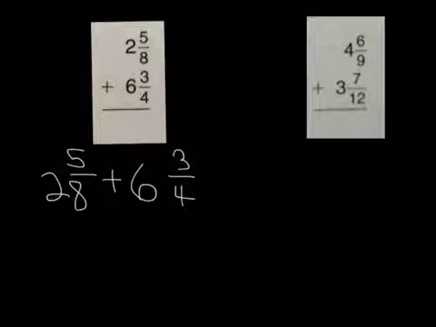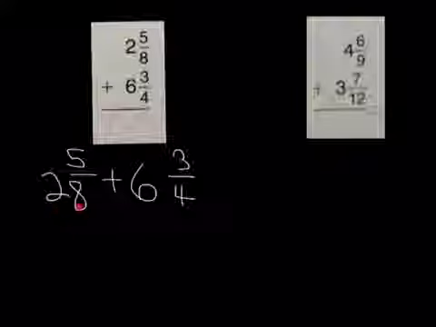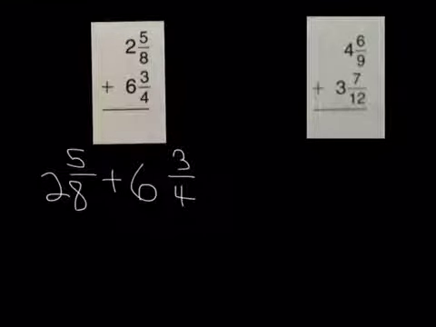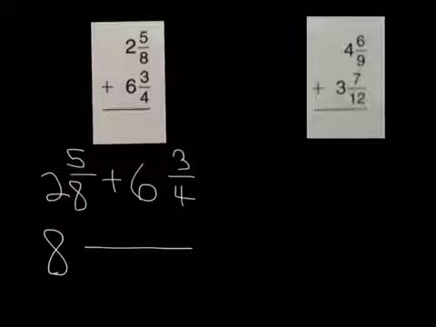So let's go ahead and work with it. You can either convert this mixed number into an improper fraction, or let's just simply add. I'm going to add the 2 plus the 6, and I will have 8. And now I will work with these two fractions to find a common denominator. If you think the common denominator is 8, you are correct. When counting by 8s and counting by 4s, they will both have 8 as one of their multiples.